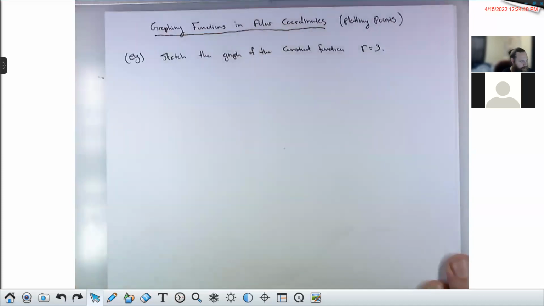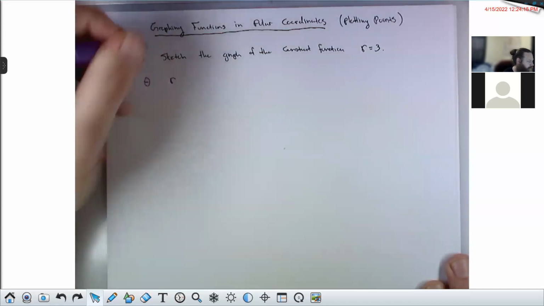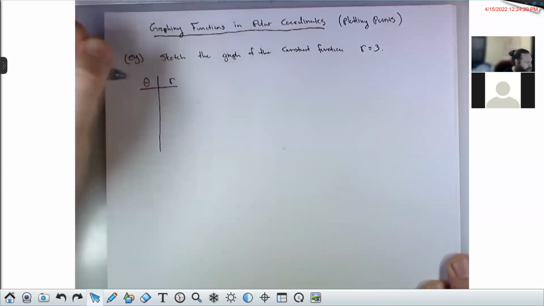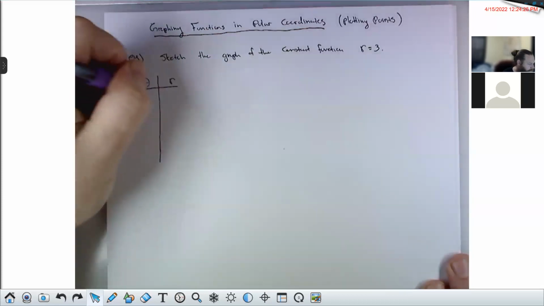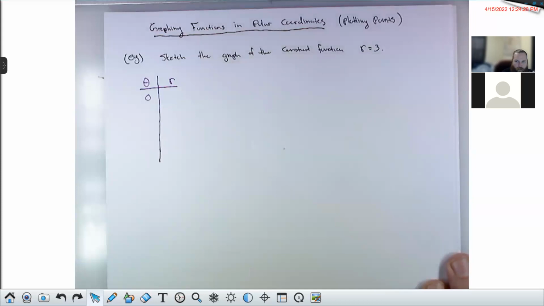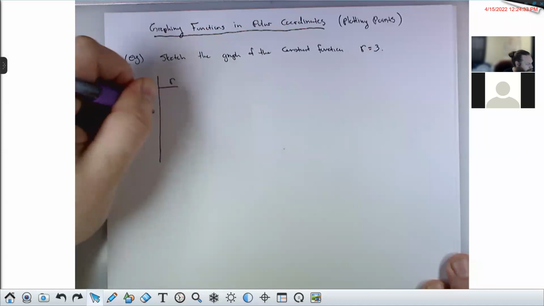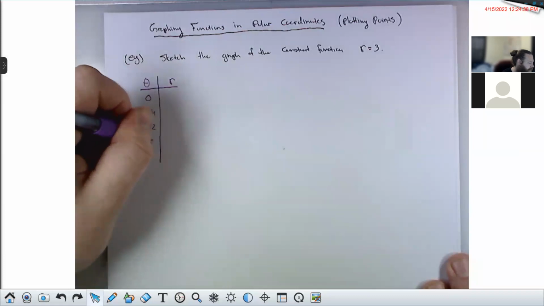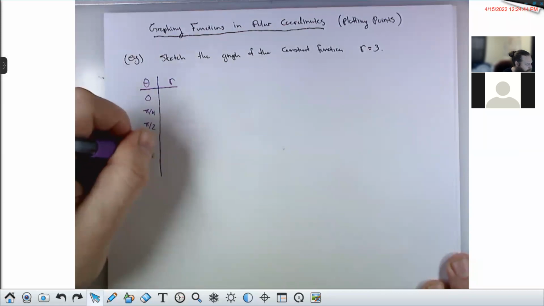So I think of theta as the independent variable and R as the dependent variable. And I just have to pick some theta values to plug into my function now. Theta equals 0 is a good one. We should let theta go from 0 to 2 pi. Maybe I'll do pi over 4 and pi over 2. And then maybe I'll skip to pi. And then maybe I'll skip to 3 pi over 2 and then to 2 pi.